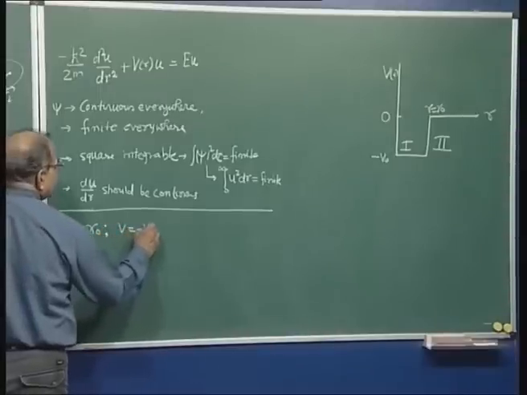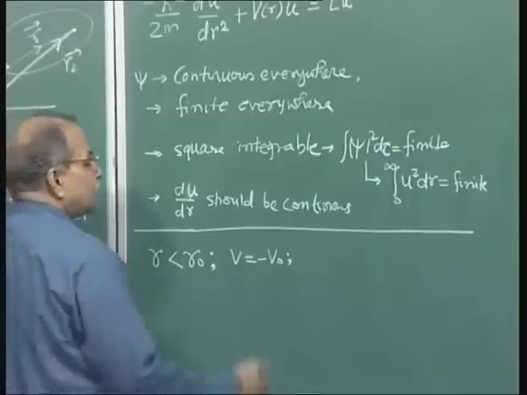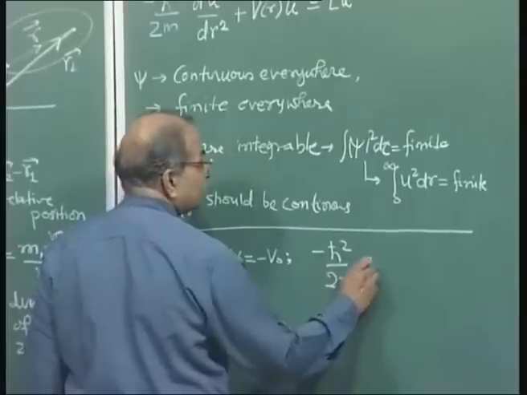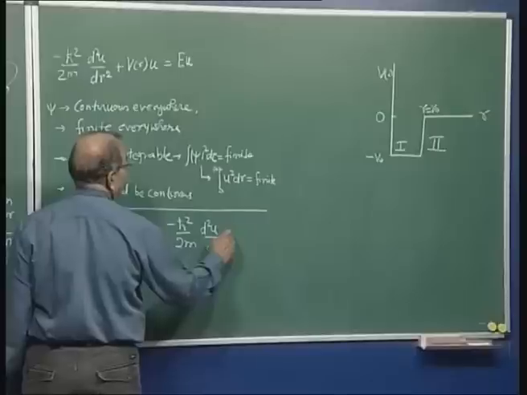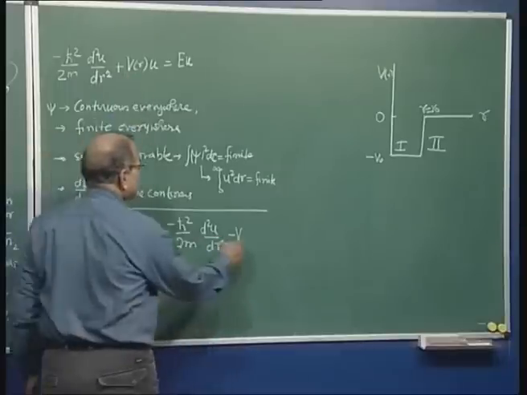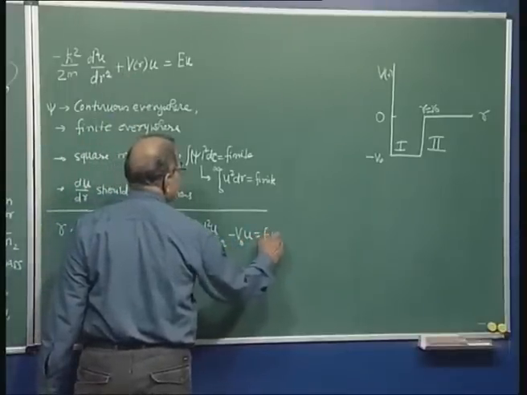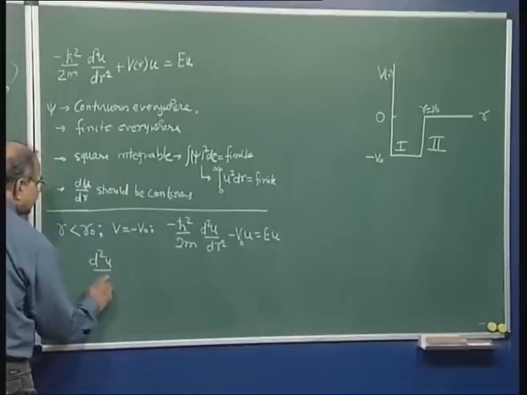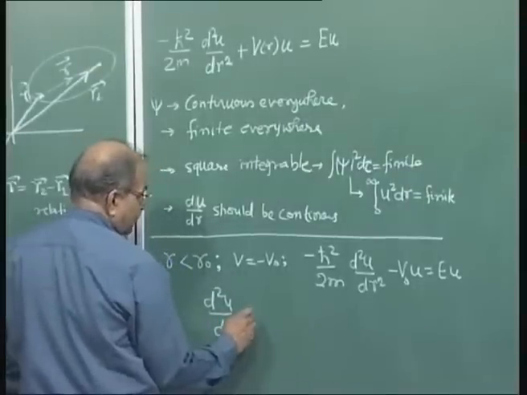V is minus V naught. So, your equation is minus h cross square by 2 m d2 u dr square and minus V, V is minus V naught, times u is equal to E u, or d2 u dr square is equal to what?